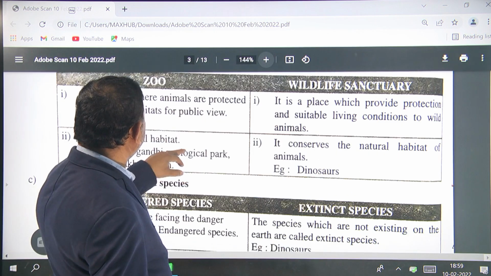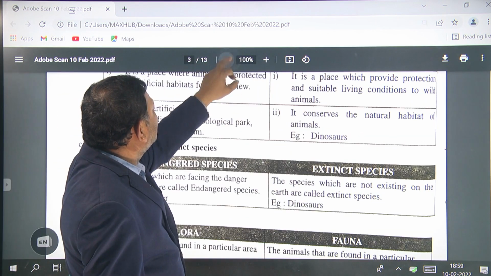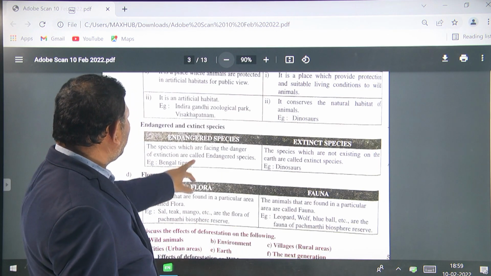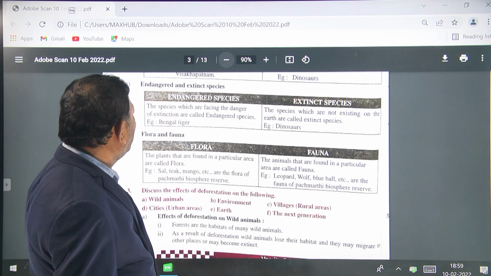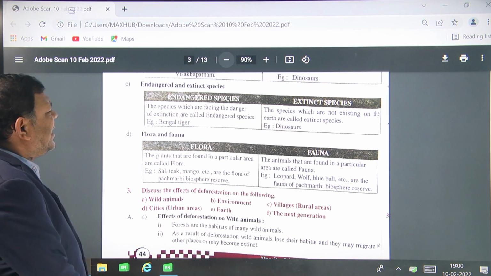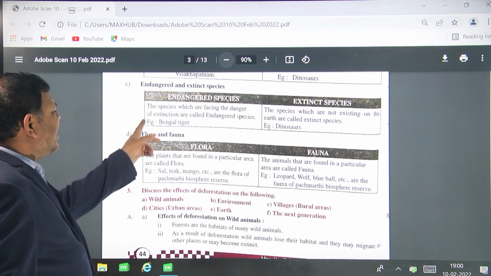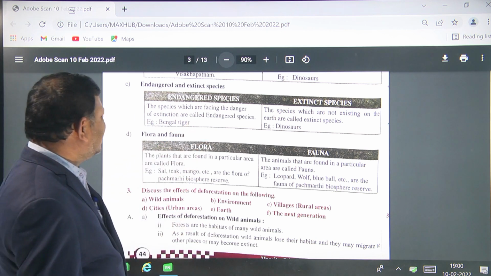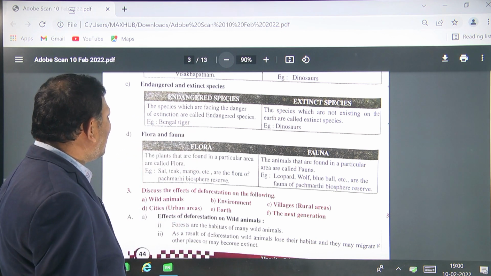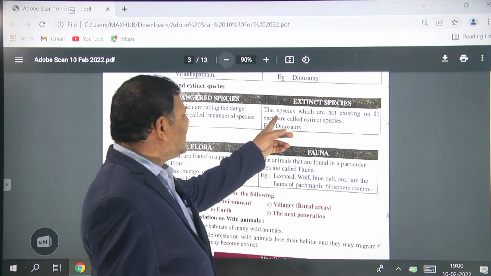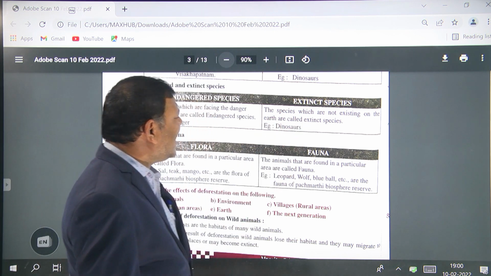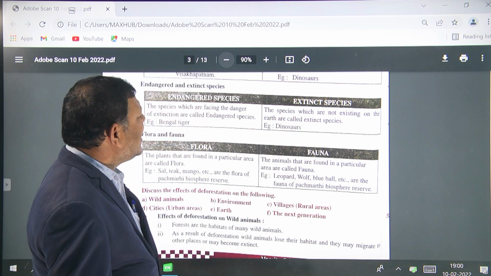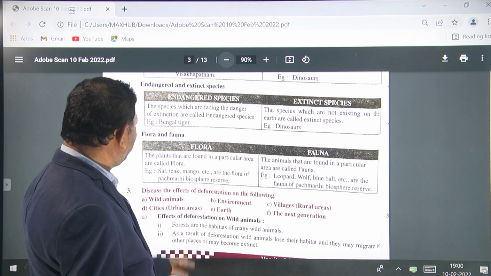Next, this is very very important. Endangered species and extinct species. The species which are facing the danger of extinction are called endangered species. Example, Bengal tiger. Extinct species: the species which are not existing on the earth are called extinct species.